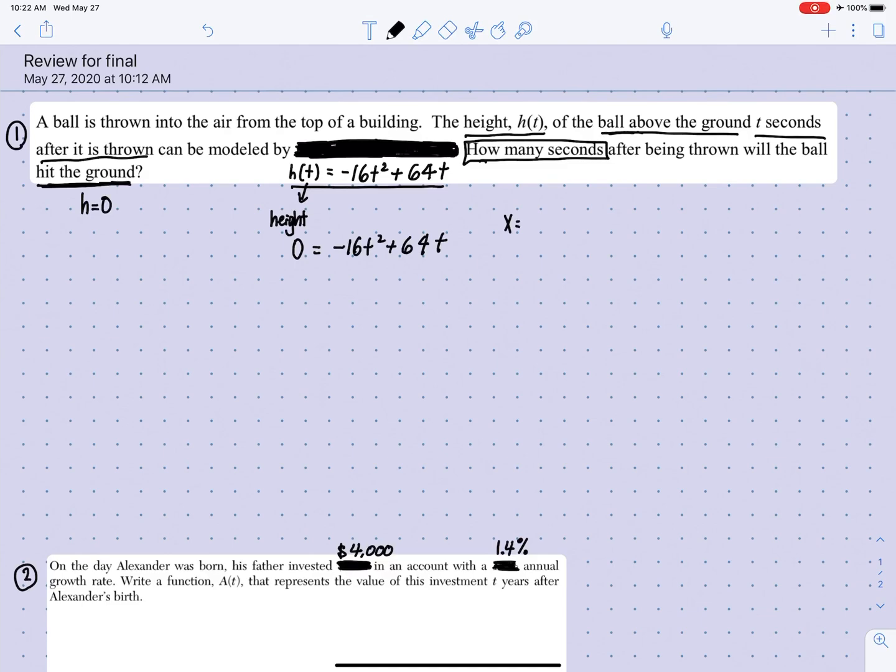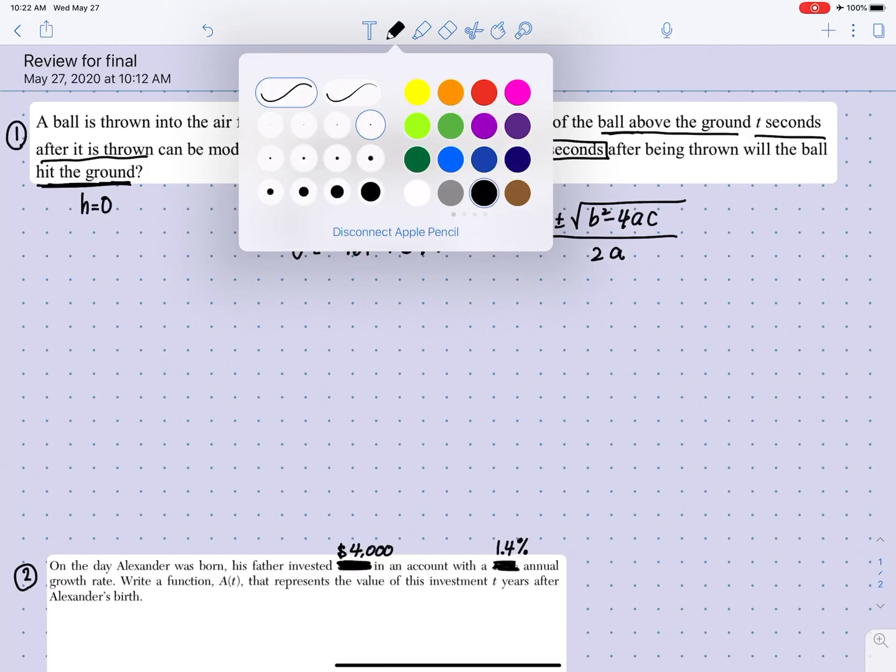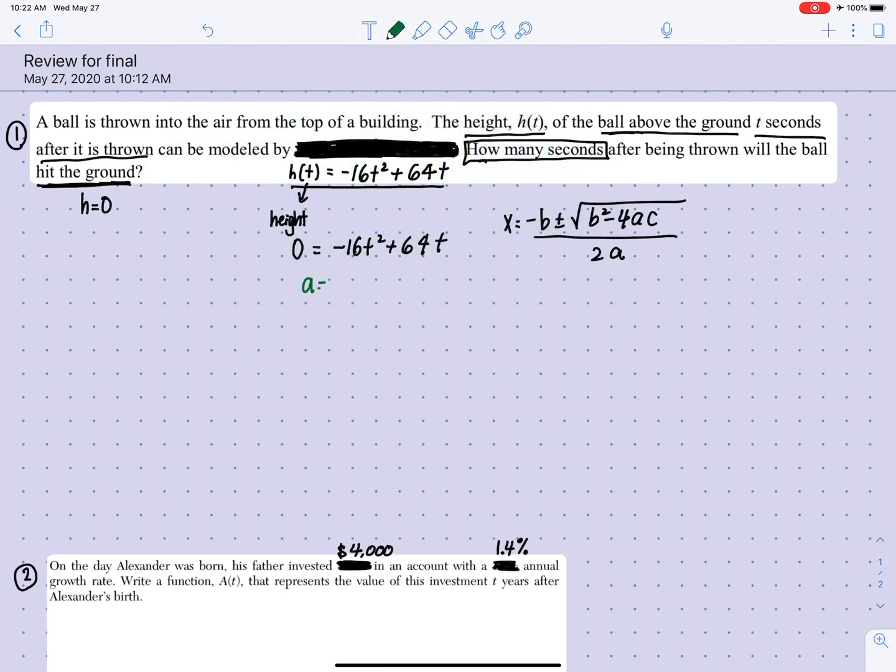So a quick review on the quadratic formula: x equals negative b plus or minus the square root of b squared minus 4ac, all over 2a. Now, we're going to start writing the values for a, b, and c. So a is the coefficient of t squared, and so it's negative 16. B is the coefficient of t, so here it's positive 64. And c is the constant, but here we have no constant, so the constant is 0.